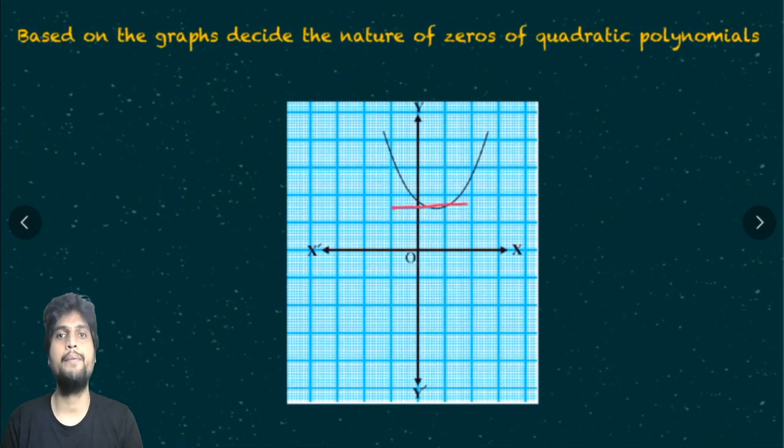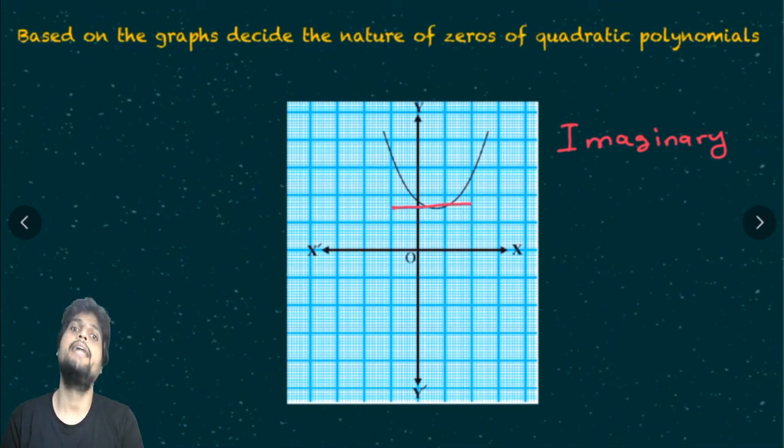यहाँ पे क्या कहना है? यहाँ पे touch ही नहीं कर रहा x-axis को. इसका मतलब ये नहीं बोलते हम कि root ही नहीं है. इसका मतलब ये बोलते हैं कि root तो है, लेकिन हमारे बस के बाहर है. That means they are imaginary roots. So if the graph is not touching at all, we say the roots are imaginary.